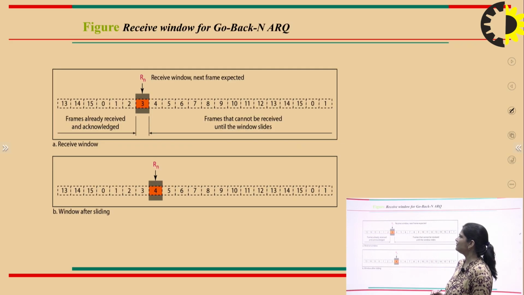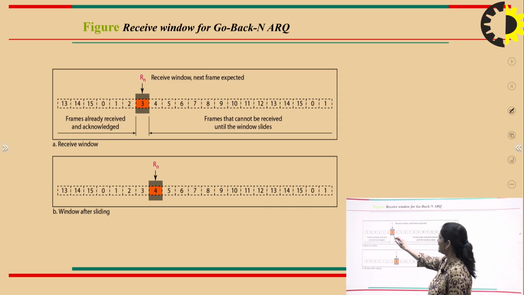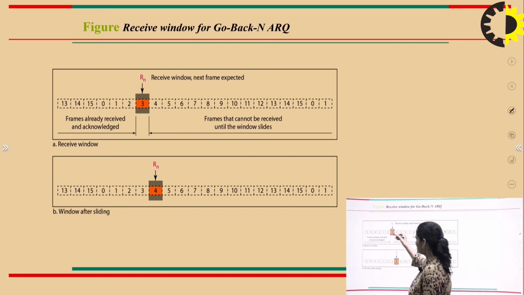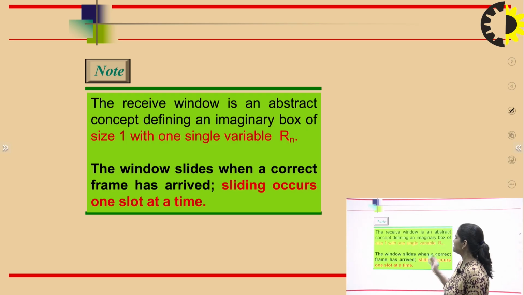Now this is the receiver window for Go-Back-N ARQ. This is the receive window, with the next frame expected. These are the frames for which we are getting the acknowledgement. This one is the next frame expected, and these are frames that cannot be received until the window slides. After sliding, this one is the next that will be received at the receiver side. The receive window is an abstract concept defining an imaginary box of size 1 with one single variable Rn, and the window slides when a correct frame has arrived.